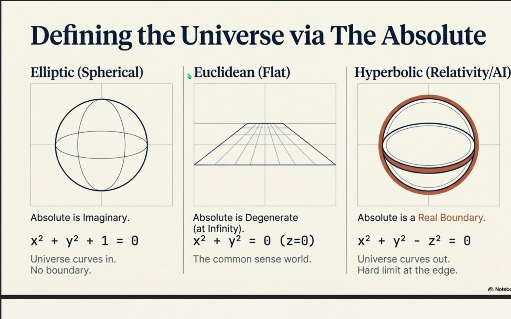Okay, navigating a globe, I can see that. So in this world, the absolute is what mathematicians call imaginary. It's defined by an equation like x squared plus y squared plus 1 equals 0. Right, and since no real number can square to a -1, there are no real points on that boundary. Exactly. You can't see it, you can't touch it. It's an invisible constraint. And because of that positive curvature, the rules are totally different.